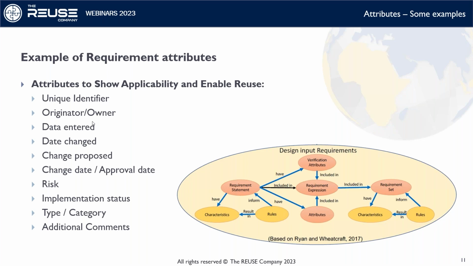Okay. You can have the originator, the one who stated the requirement, or the one who owns the requirement, which is, for instance, the organizational unit. Different types of attributes managing dates for when the information is entered, when it's changed, when a change was imposed, when the change was accepted. You might want to have attributes for managing risks or information of that kind. The implementation status: is the requirement planned for implementation in the next release or next iteration, or what's the status.